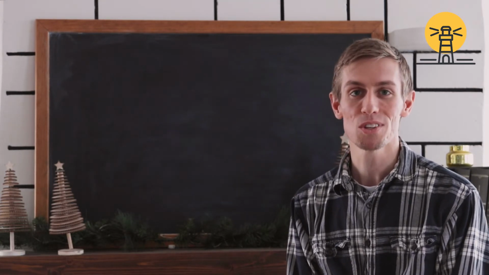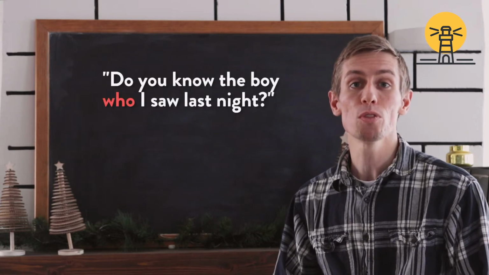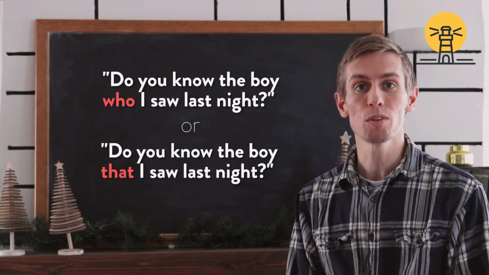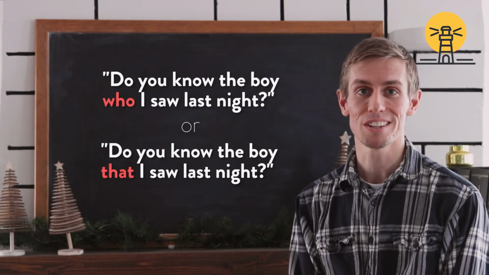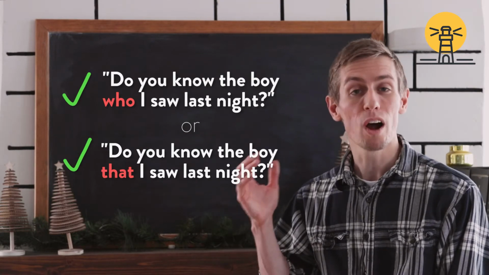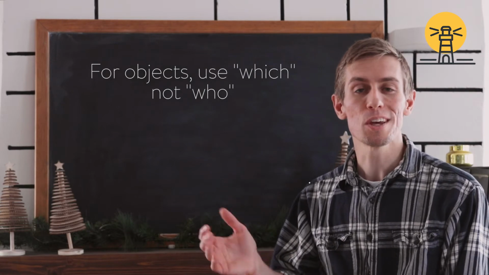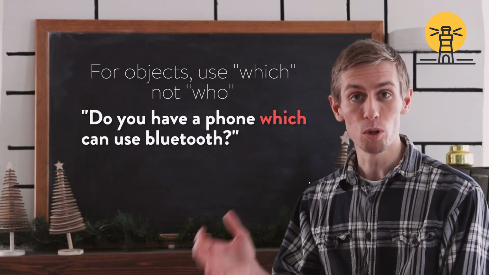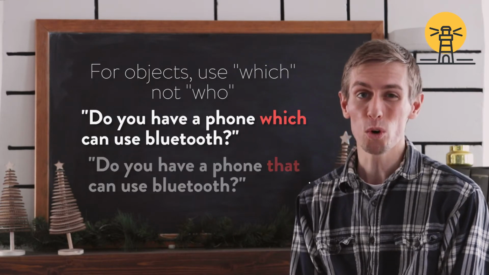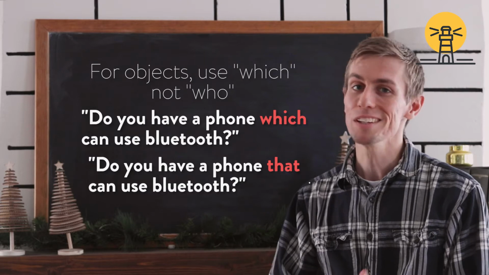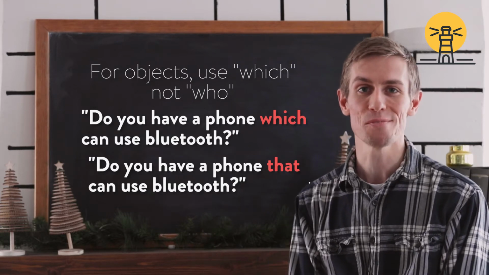Here are some examples. We could say, do you know the boy who I saw last night? Or, do you know the boy that I saw last night? Either one is okay, and they have the same meaning. Now, for objects, we would use which, not who. So for example, do you have a phone which can use Bluetooth? Or, do you have a phone that can use Bluetooth? Either one is okay, and they have the same meaning.